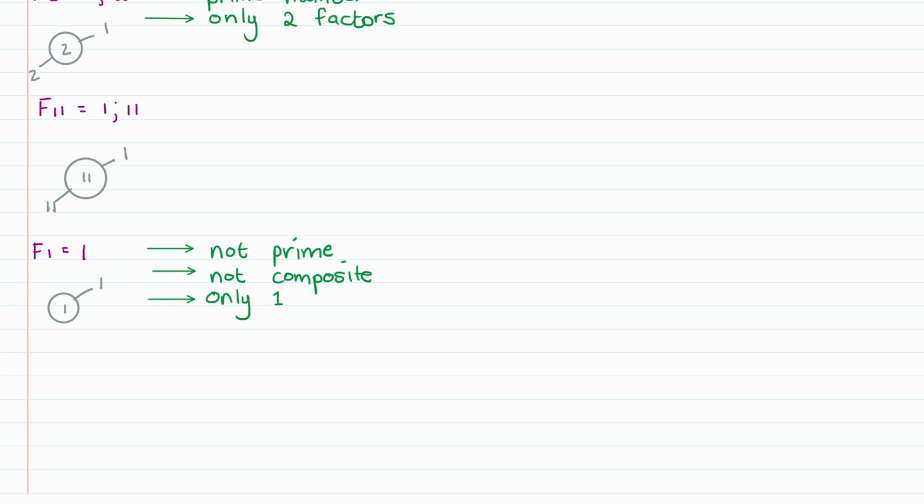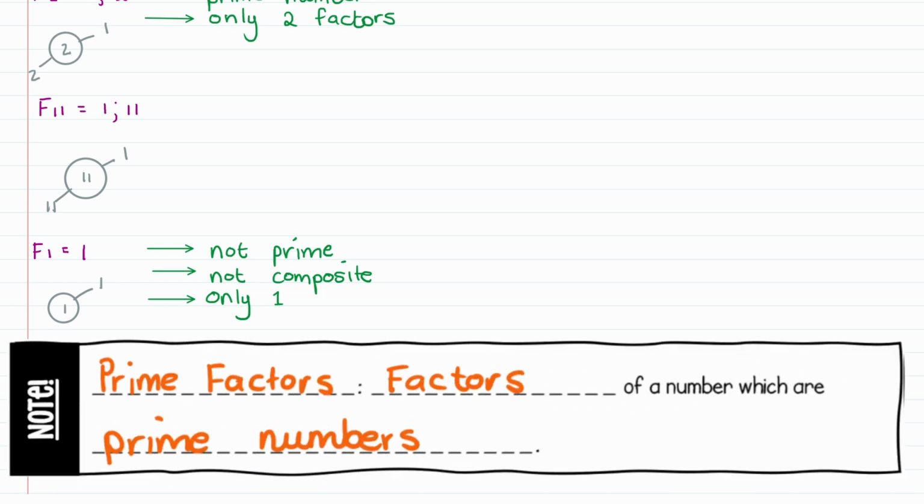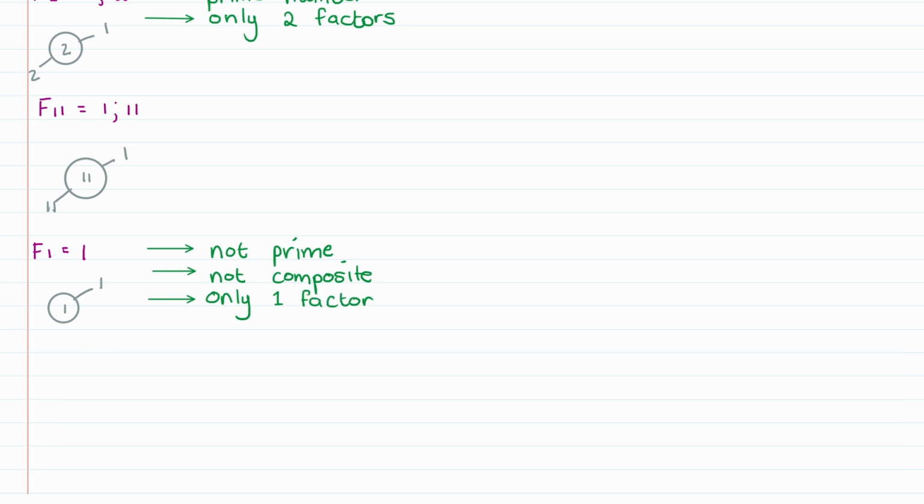Since we know what prime numbers are, and we know how to find factors of a number, let's take a look at something we call prime factors. Take this note down. Prime factors are the factors of a number which are prime numbers. Let's take a look at how we would set this out.